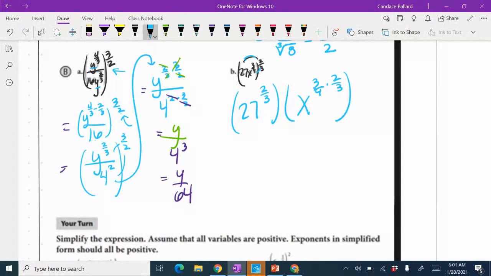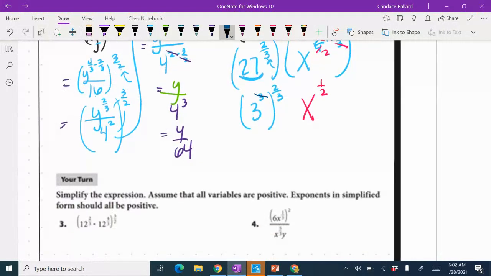I notice the 27, I can rewrite that, and when I'm choosing how to rewrite it, I want to see if I can get the exponent on it to be a cubed so I can cancel with this 3 in the denominator. So I'm going to write that as 3 cubed to the 2/3 power. And then here I'm noticing that my 3's cancel and my 2 goes into my 4 twice. There's still a 1 in the numerator, so this is like saying x to the 1/2 power.